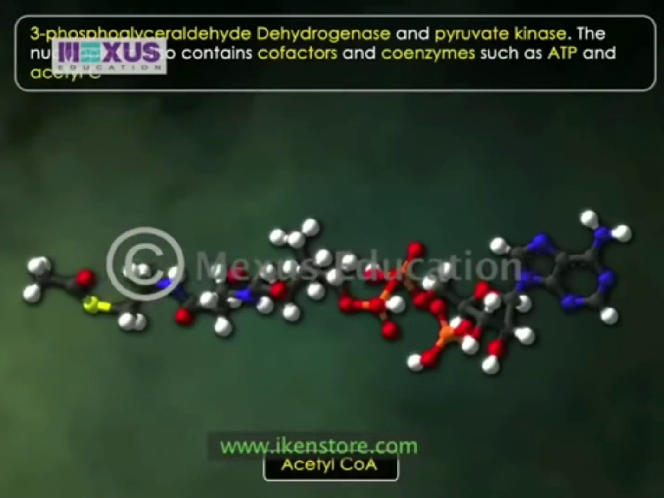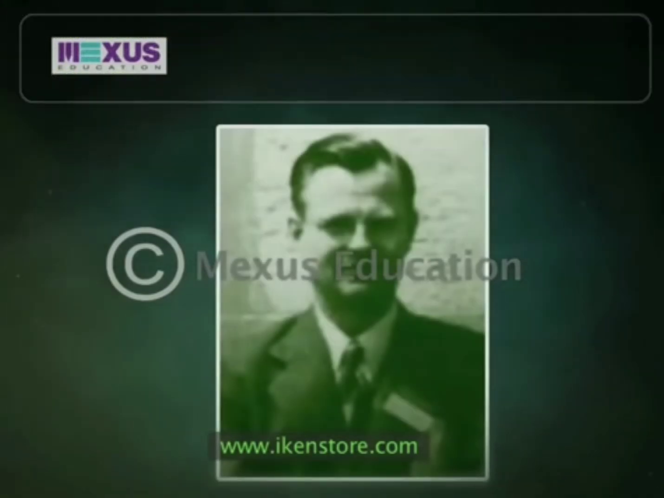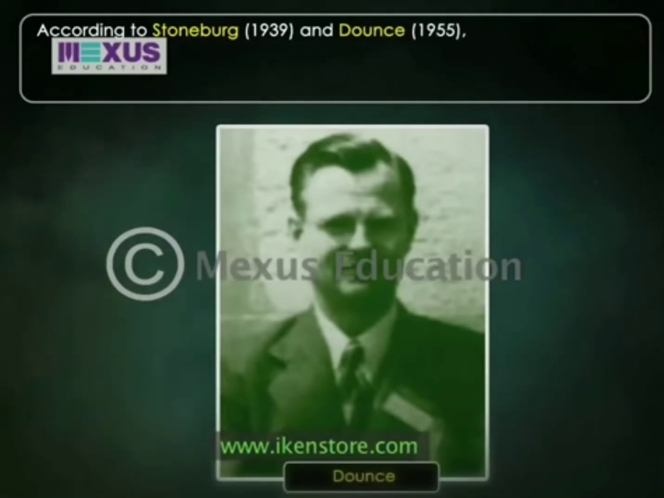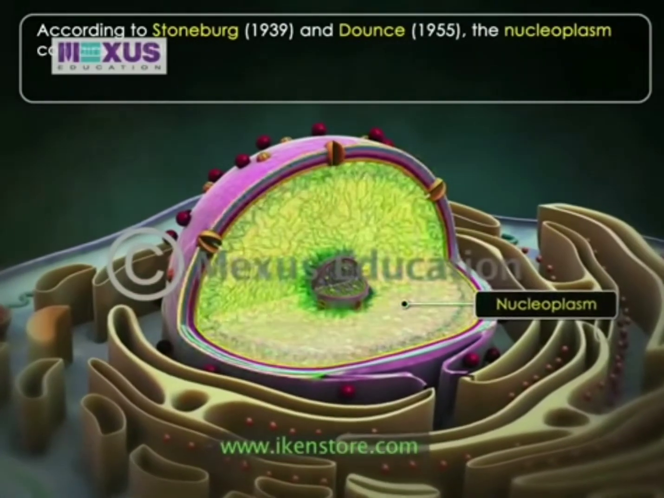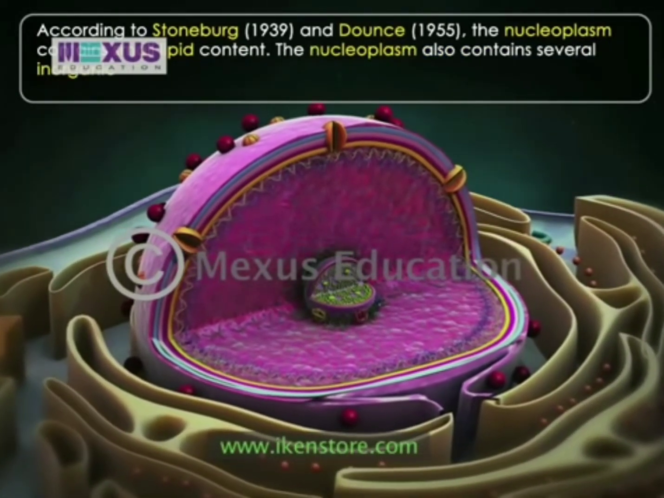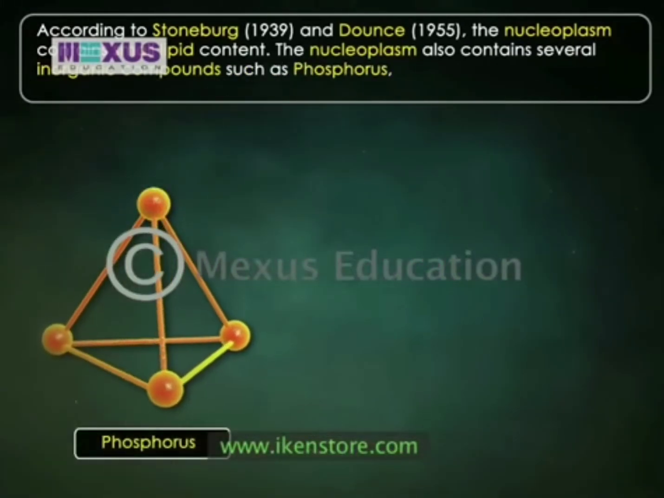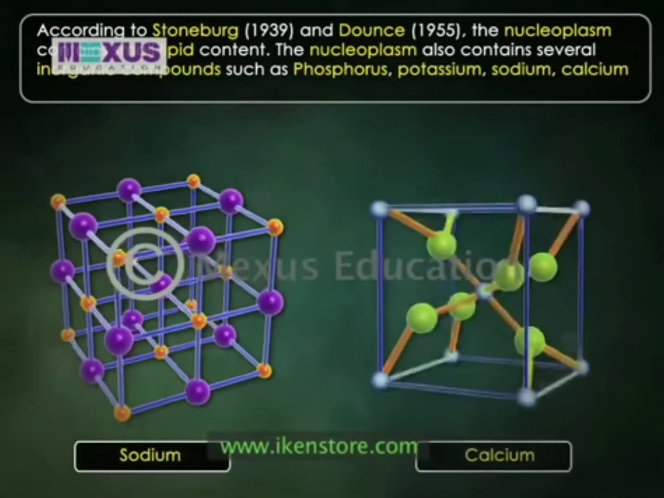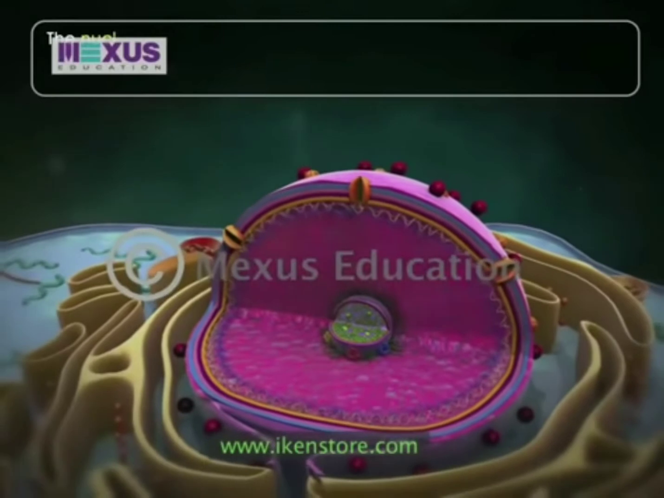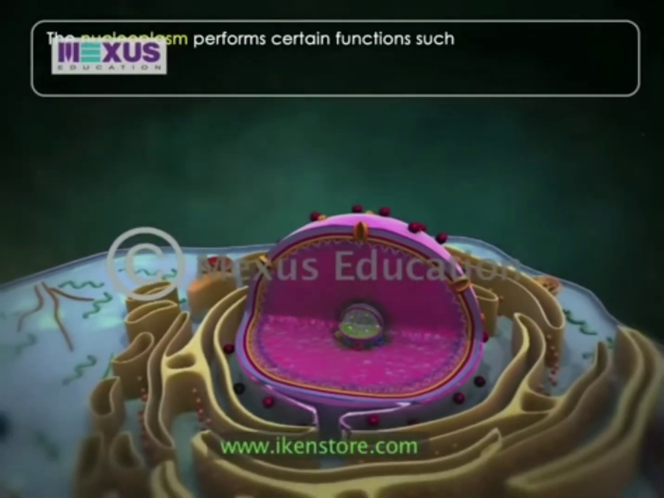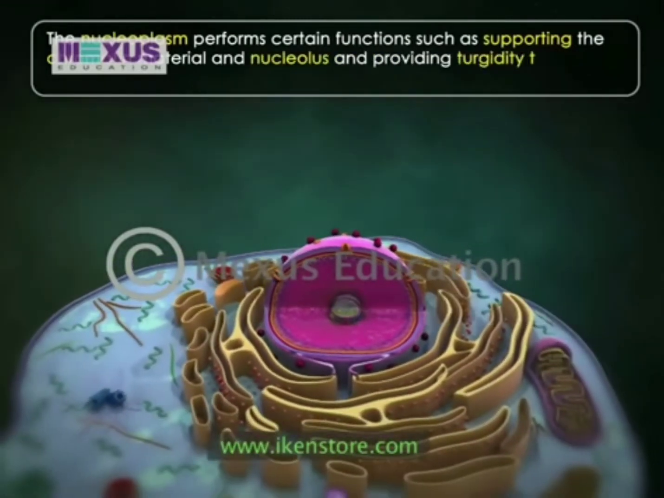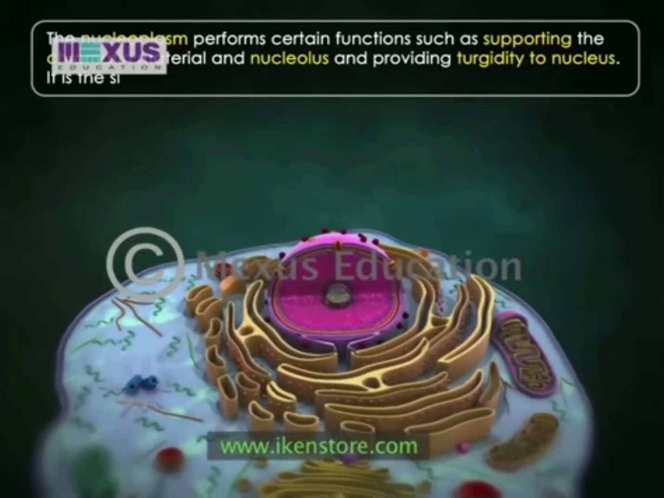According to Stoneberg, 1939, and Downs, 1955, the nucleoplasm contains small lipid content. The nucleoplasm also contains several inorganic compounds such as phosphorus, potassium, sodium, calcium, and magnesium. The nucleoplasm has certain functions such as supporting the chromatin material and nucleolus and providing turgidity to the nucleus. It is the site of synthesis of DNA, RNA, and ribosomal subunits.